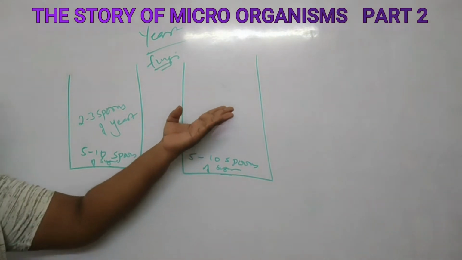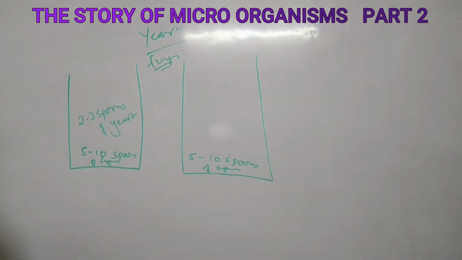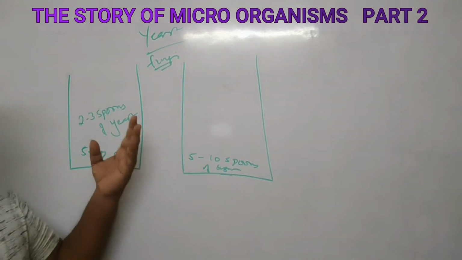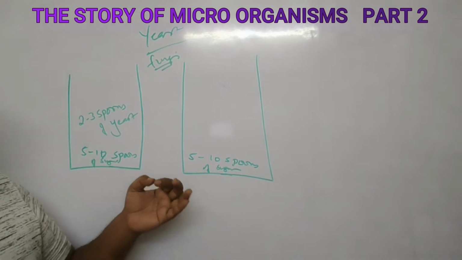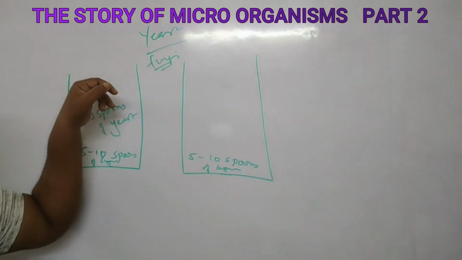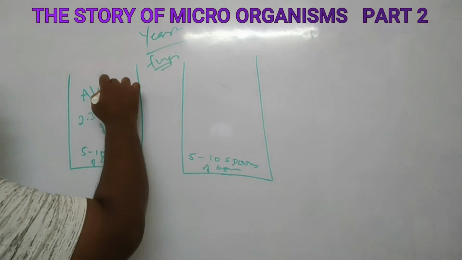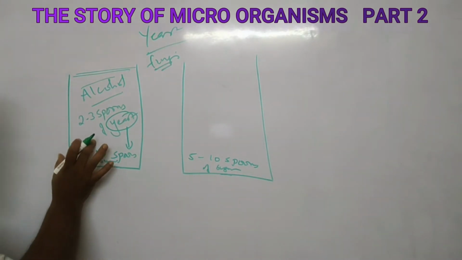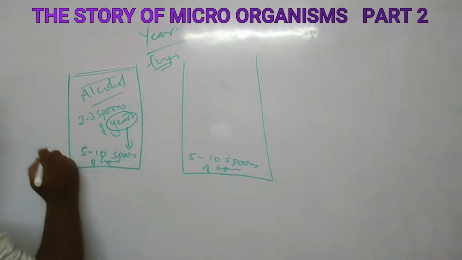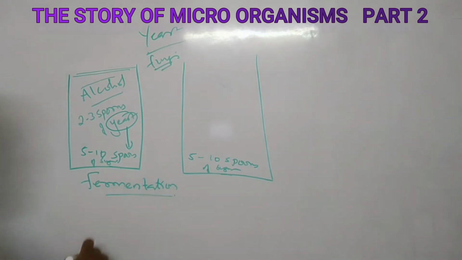If you smell here, you will not smell anything, no smell will come out. But whereas if you smell here, it will give you the smell of alcohol. It is a characteristic smell of alcohol. So here what happened is, this yeast has converted the sugars into alcohol. That is the reason why you will get the smell of alcohol. This process of conversion of sugars into alcohol is called fermentation.